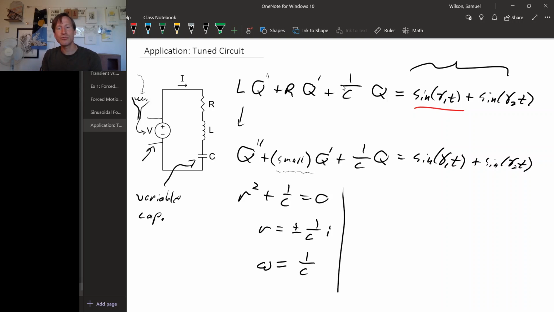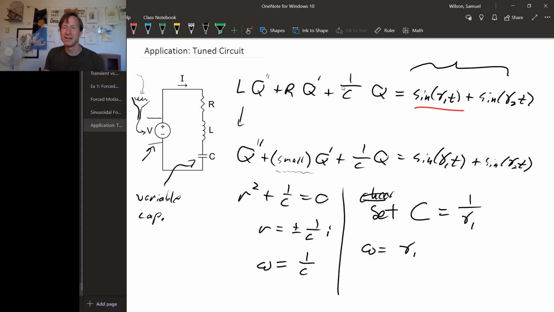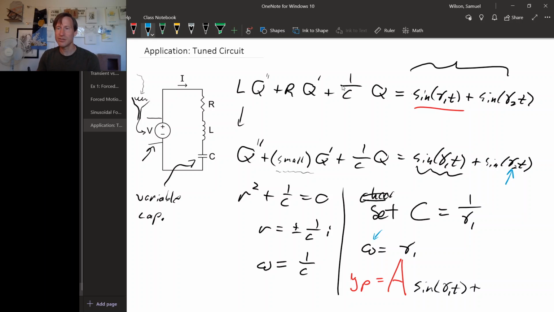And remember, the natural frequency is the frequency at which resonance occurs. So if we set our capacitor to be 1 over gamma 1, then omega is gamma 1. And so our particular solution in this case will have a large amplitude. We'll get a resonance for the first signal, so it will have large amplitude. But then remember, when the frequency of your forcing is not close to the natural frequency of the system, you don't get resonance, and so the response to this second frequency will have only a small amplitude, times sine of gamma 2 t.